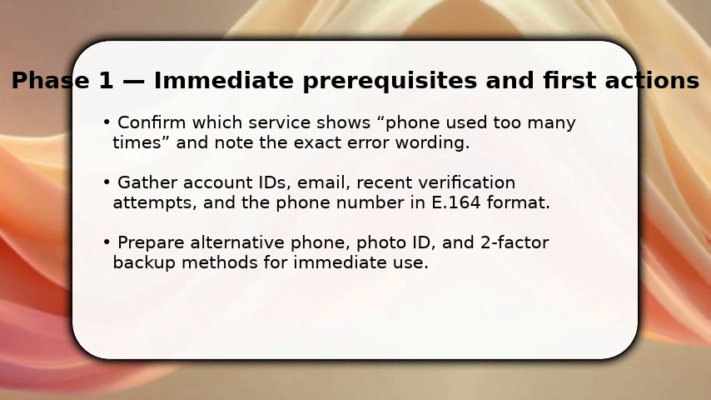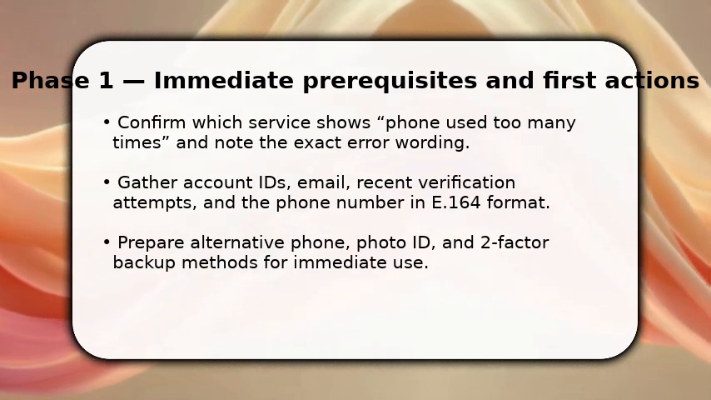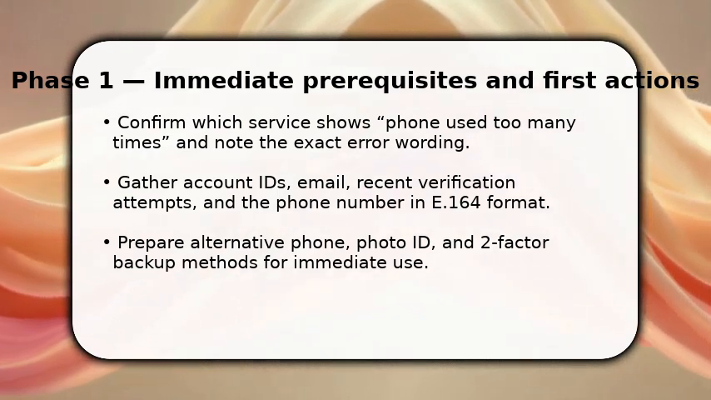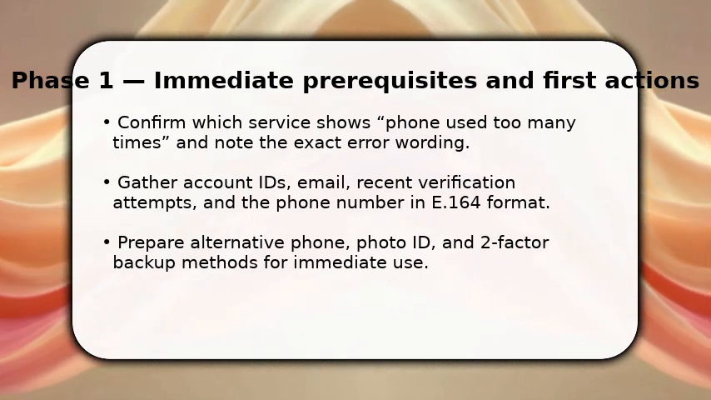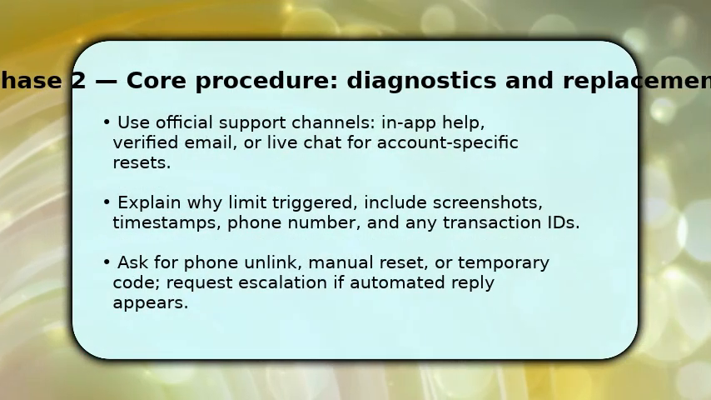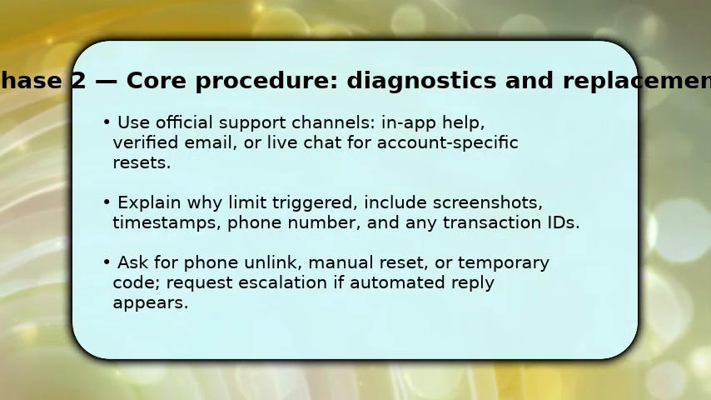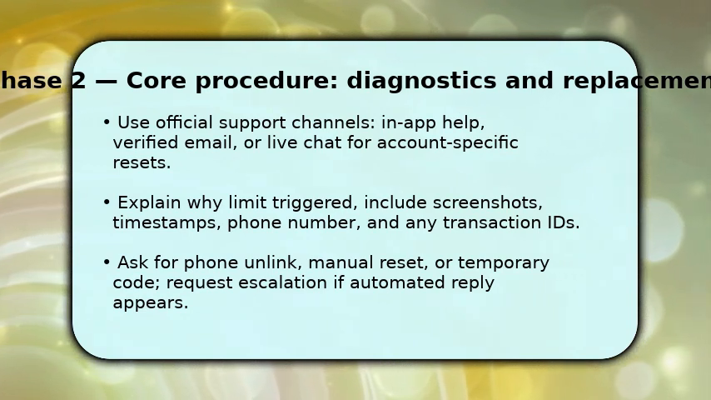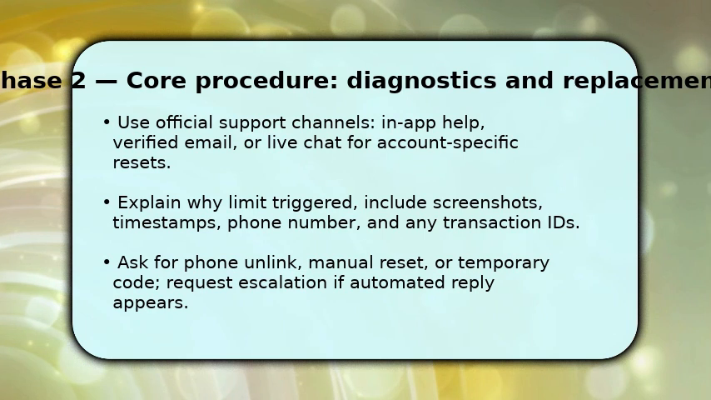Retrying makes throttling worse. Make sure to document every step, because support will ask when you request an exception or manual reset. You now escalate through official support. Open the in-app help or email the verified account address and attach screenshots plus timestamps.